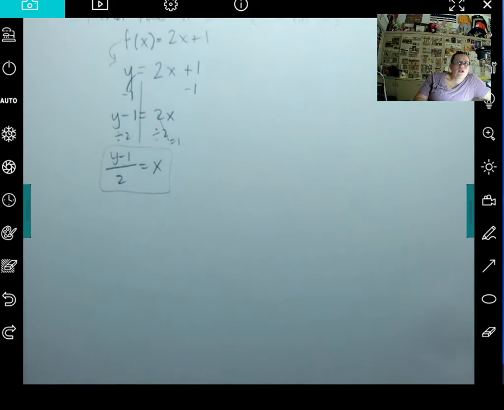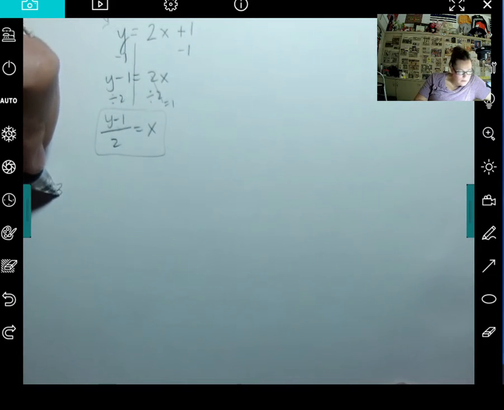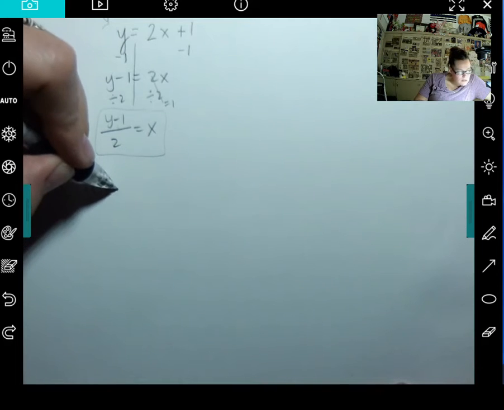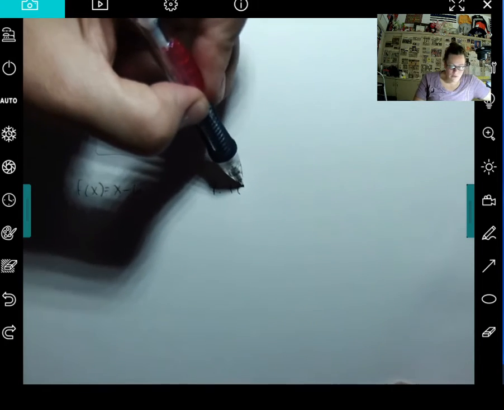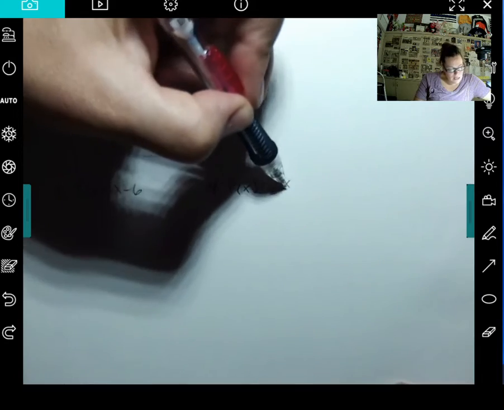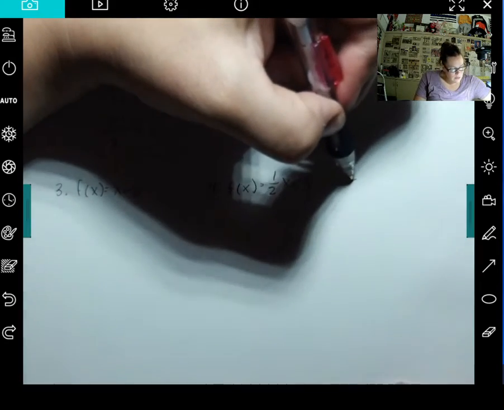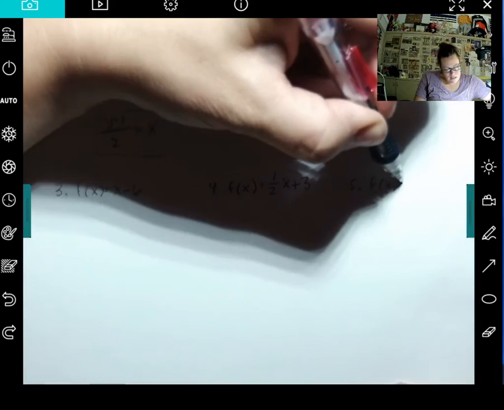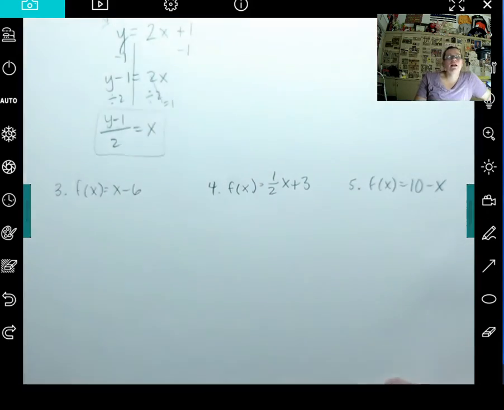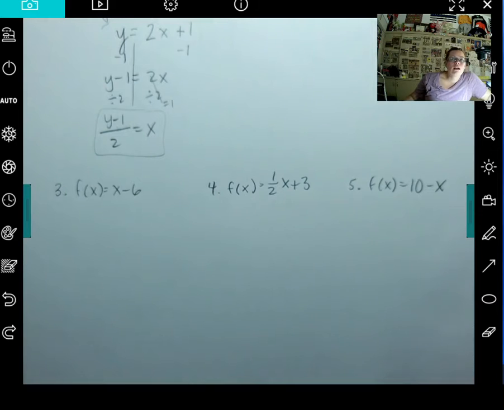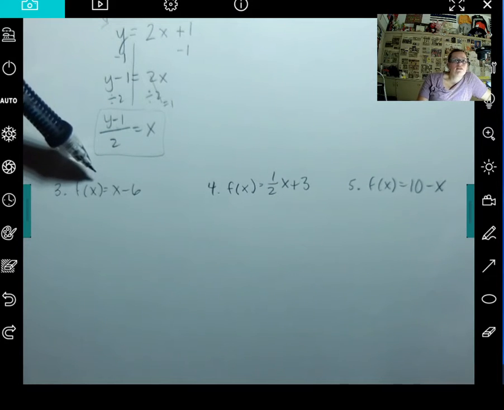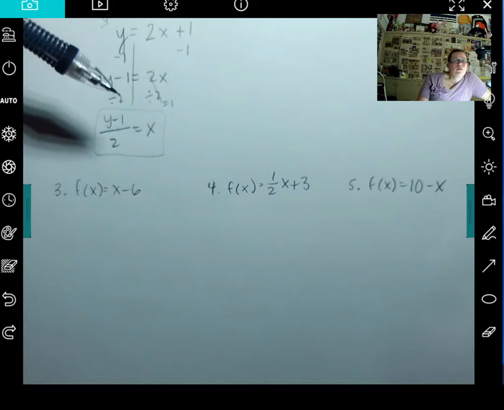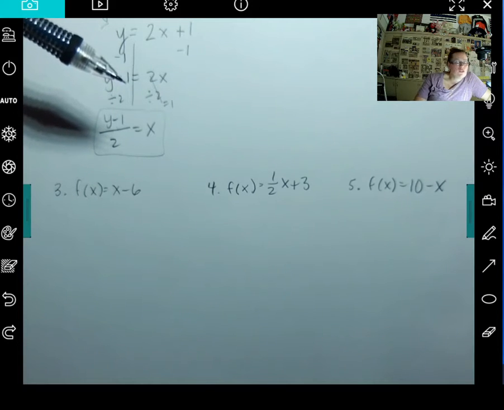I want you to try the next 3 problems. Number 3 is f of x equals x minus 6. Number 4, and these are in your book, is f of x equals 1/2 x plus 3. And then number 5 is f of x equals 10 minus x. Now for these, I want you to remember that you are just solving for x. That's all we're doing. So replace the f of x with a y and solve for x. Go ahead and pause the video, and when you unpause, we will go over the answers.